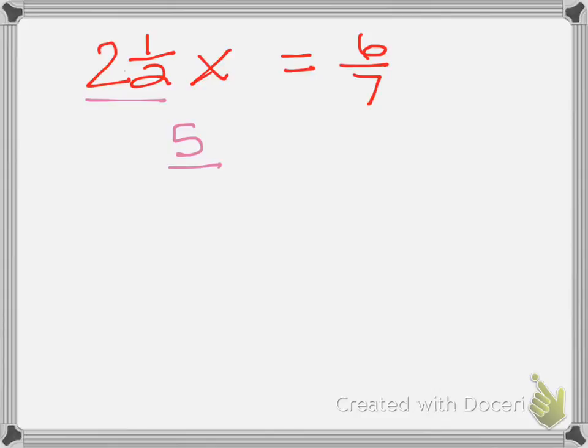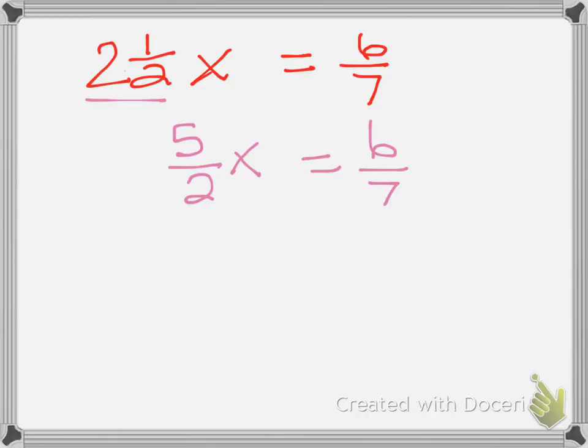So let's now look at what if I have the problem 2 1/2 x equals 6/7. I want you to think about what is the first thing that you would do here. Okay, if you said I need to take this mixed number and change it into an improper fraction, then you would be correct, so that we're only dealing with numerators and denominators. So 2 1/2 is going to become 5/2. So now we have 5/2 x equaling 6/7.